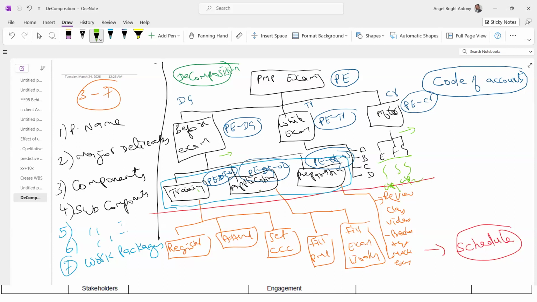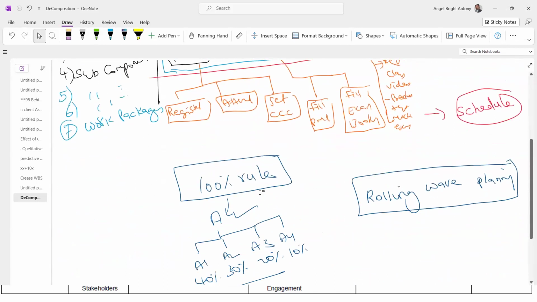This process of repeatedly planning the near future work in detail and far future work at a higher level, and later, when that far future work becomes near future work, then you plan in detail, is called rolling wave planning. Rolling wave planning is a recurring nature of planning. In fact, rolling wave planning is a form of progressive elaboration.